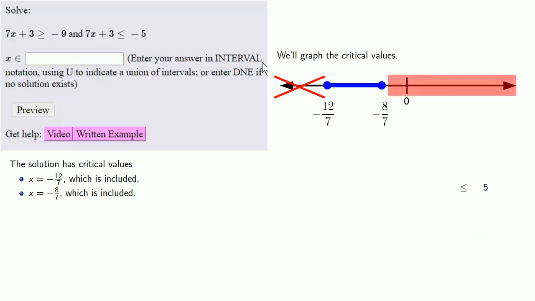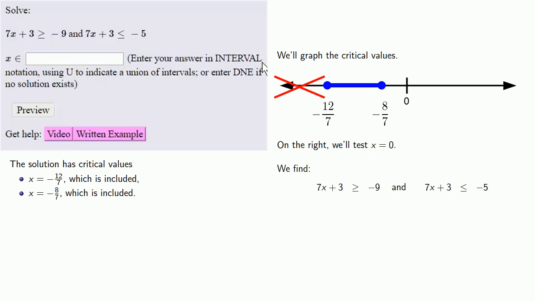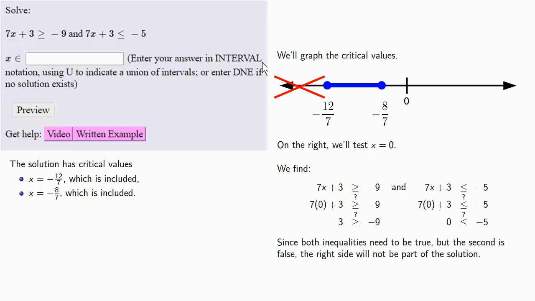And on the right-hand side, we see that 0 is included in the interval, so we'll test it out. Substituting this into the first inequality, this statement is true. But remember, this is an AND inequality, so that means both inequalities must be true. So we do have to check that second inequality. But this is false. And since both inequalities need to be true, but the second is false, the right side will not be part of the solution.